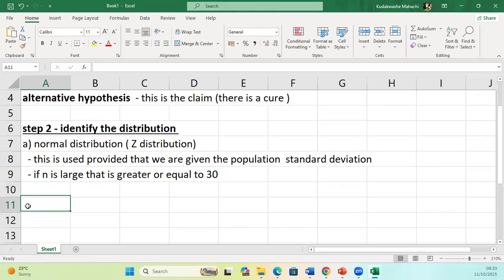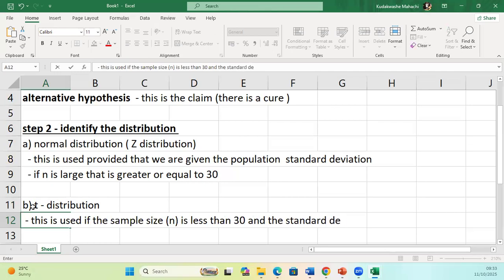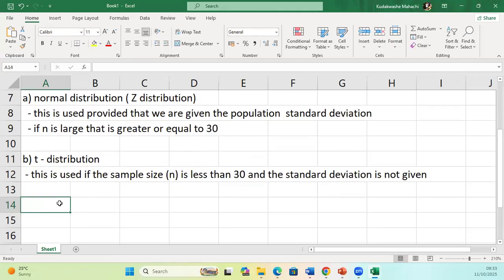But if it's small, and the standard deviation is not given, let's have the t distribution. The t distribution is used if the sample size n is less than 30 and the standard deviation is not given.